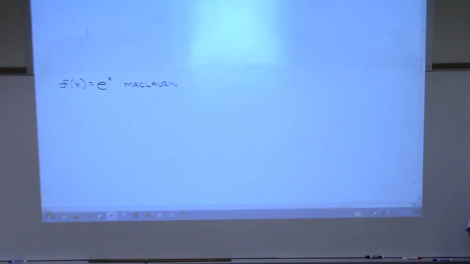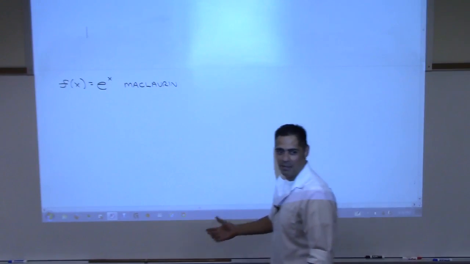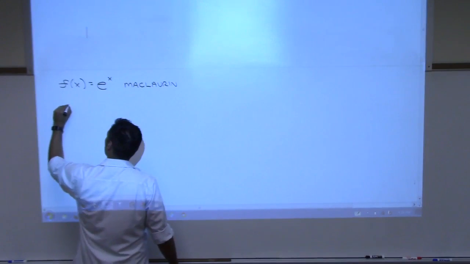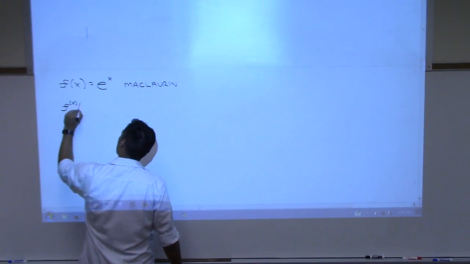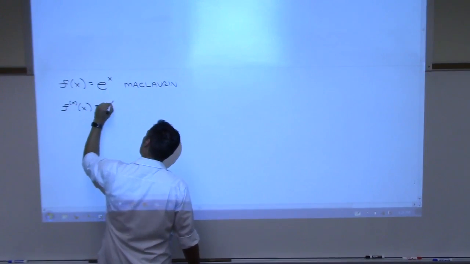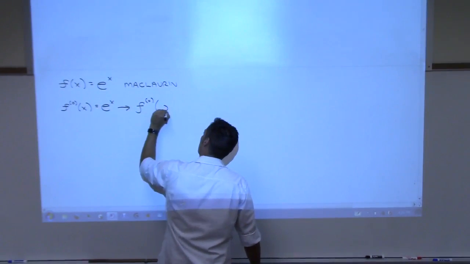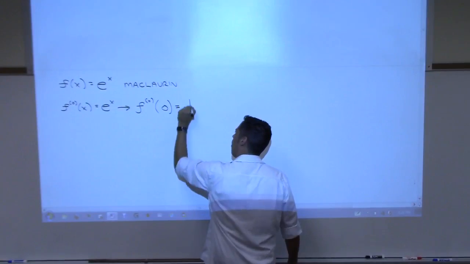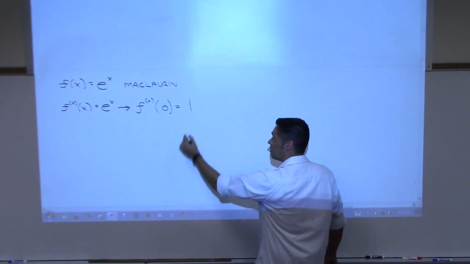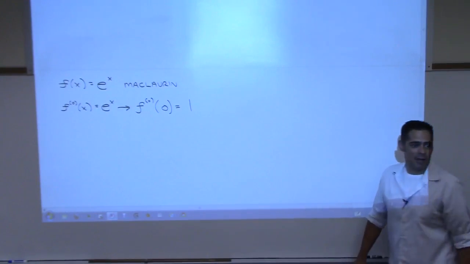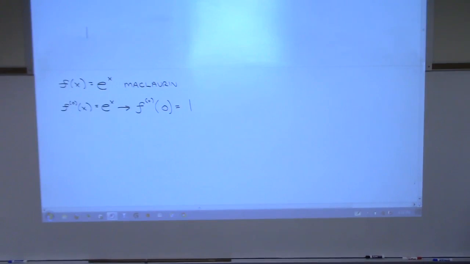What are you already happy about here? The derivatives are all the same, aren't they? The 0th derivative of e to the x is itself. And when I plug in 0, because it's a Maclaurin series, I get 1. And that's the way it's going to be the whole way. All the numbers that we get on top are always 1s.